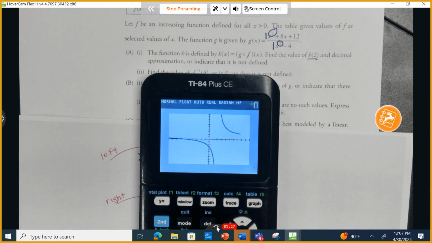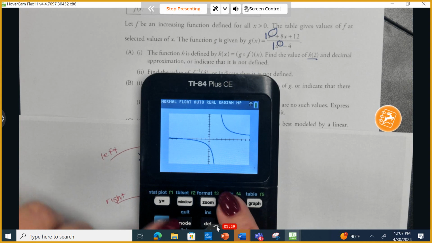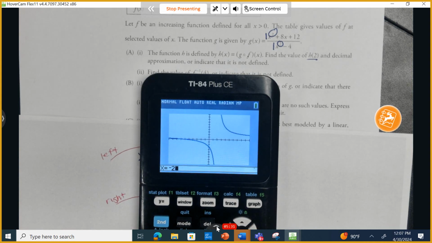Now, it doesn't look like there's a hole, but if you do second trace value at -2, you can see there's no output. So this is a nice pretty graph, and this is what I anticipate will be on your AP exam if you were asked something like this.